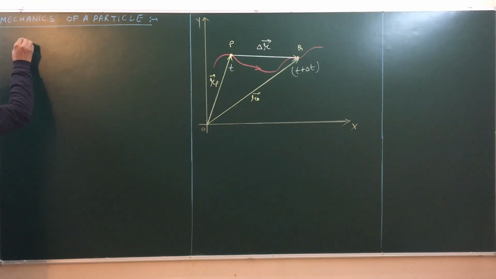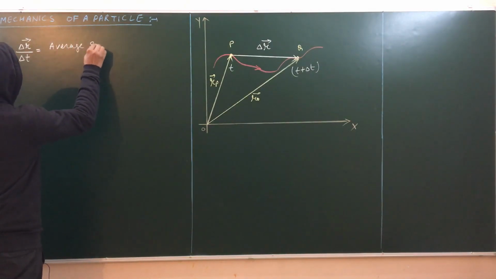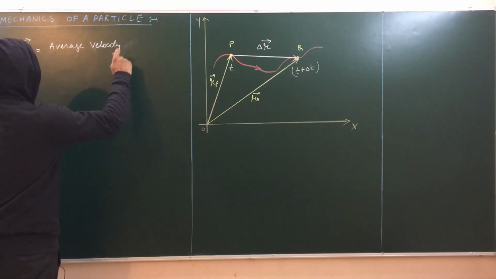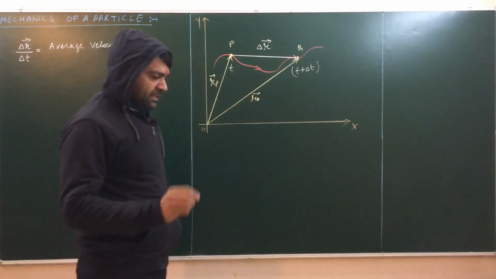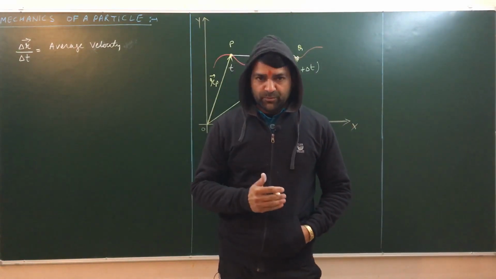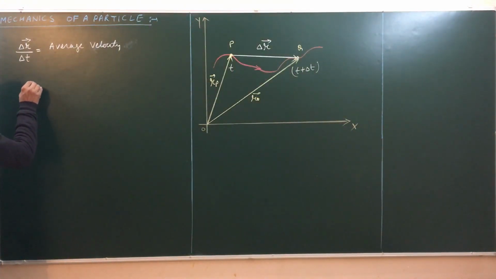Delta R is the displacement vector, and when divided by the time taken by this particle in moving from P to Q, this quantity is known as the average velocity of the particle. If the time interval is very small, meaning it tends to 0 but is not 0, then we will write this formula as delta R by delta t, limit delta t tends to 0.